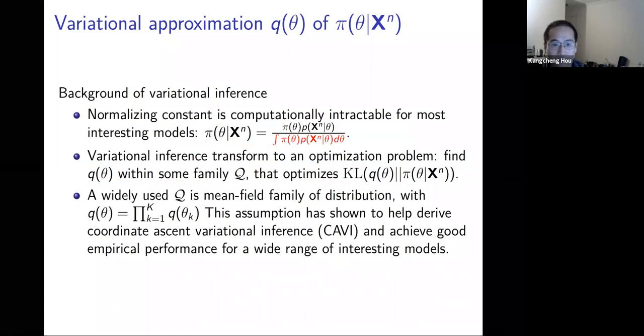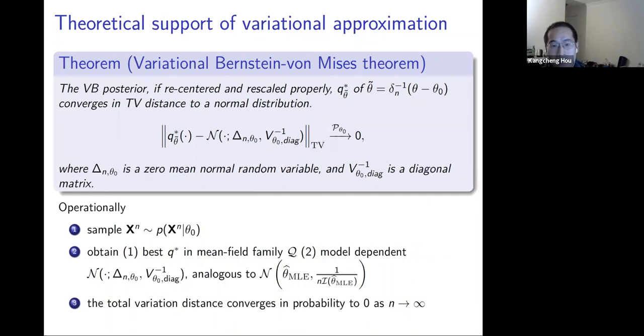Next slide, please. In a recent paper, they proposed a variational extension of the Bernstein-von Mises theorem. It says that the VB posterior also has asymptotic normality. Operationally, you sample n data points and obtain the best variational distribution in the mean field family. The second distribution is some kind of model-dependent normal distribution. And you can show that the total variation distance converges in probability to 0 as n goes to infinity.